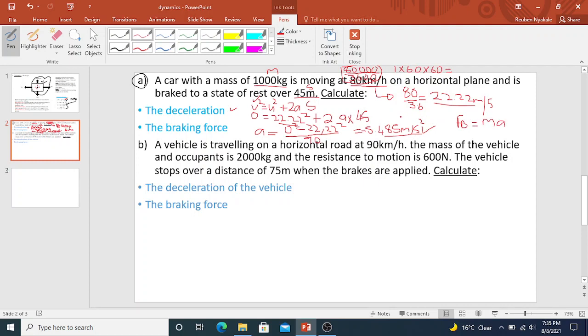Our A, it is this one. Our mass, it is given. There it is. Now it will be your answer. It will be 1000 multiplied by MA. 1000 multiplied by the calculated deacceleration multiplied by negative 5,485.